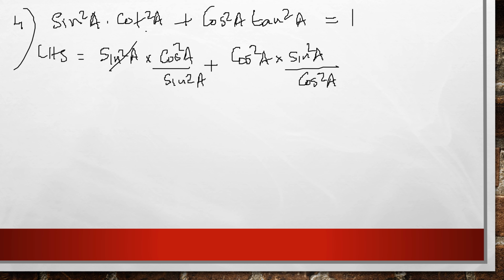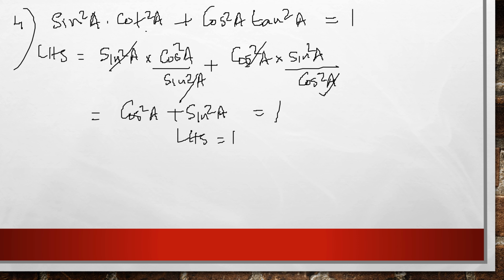So sine square A can be cancelled. Similarly from the next term cos square can be cancelled. And what is left is cos square A plus sine square A, and that is equal to 1, the identity. So we can say LHS equal to RHS, hence proved.